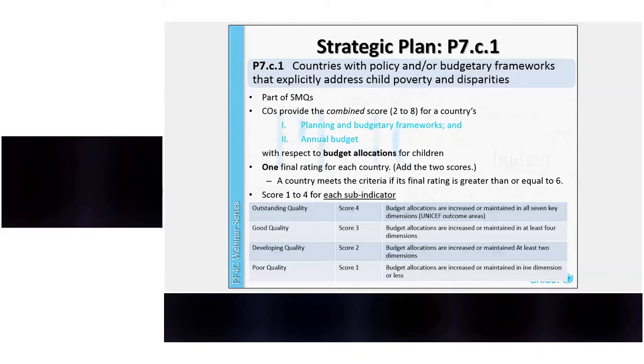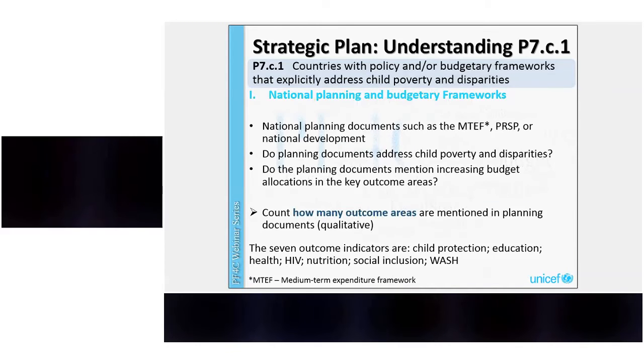Now, if we think about this, we'd expect to see most of the planning and budgetary frameworks will often have higher scores than the budget, because most governments write nice, positive, glowing, happy frameworks. However, this may not lead to actual improvements in the budget. So, we're going to talk about the frameworks.